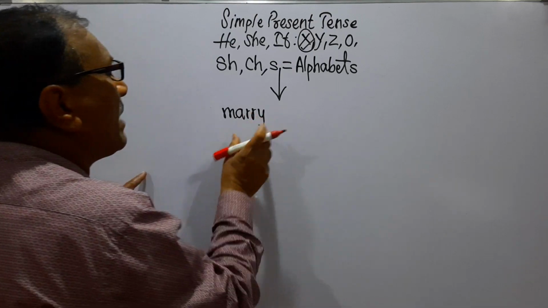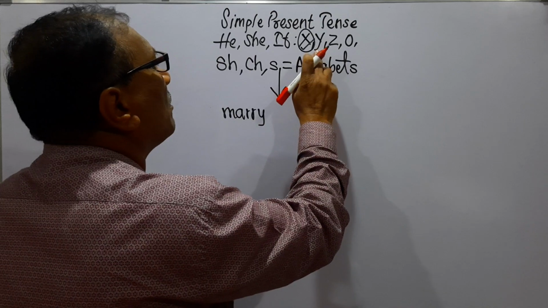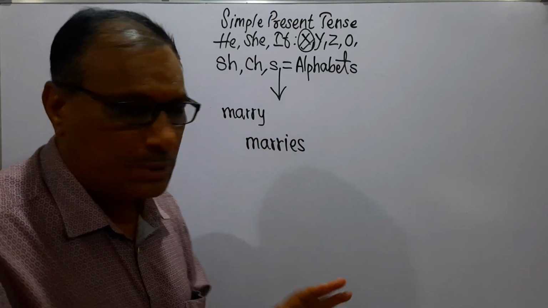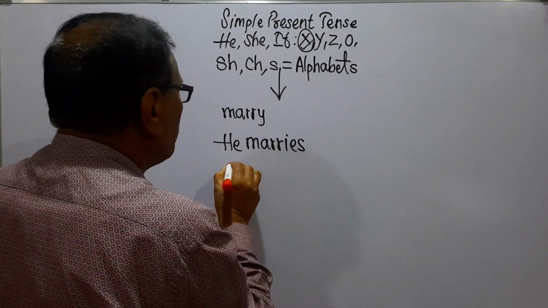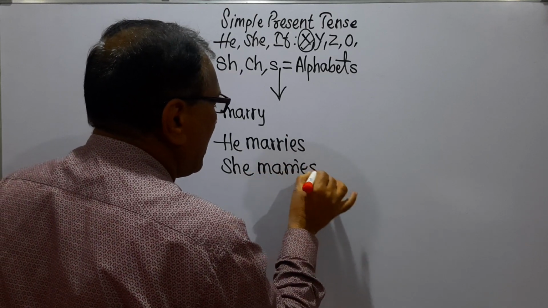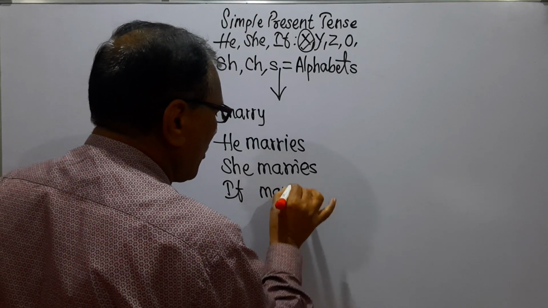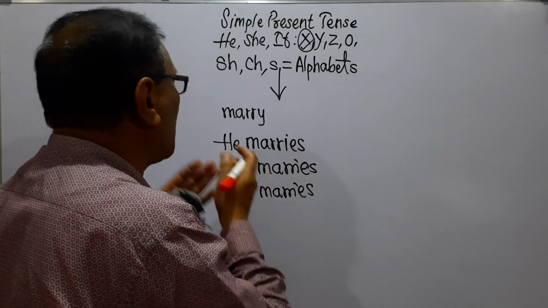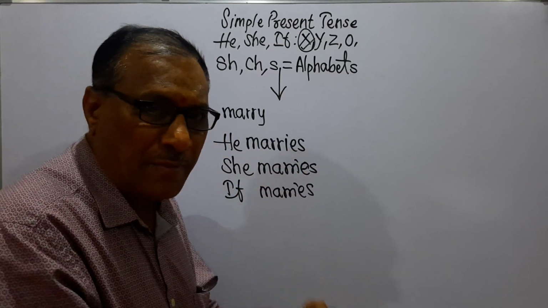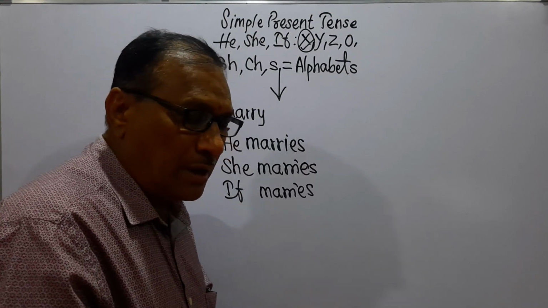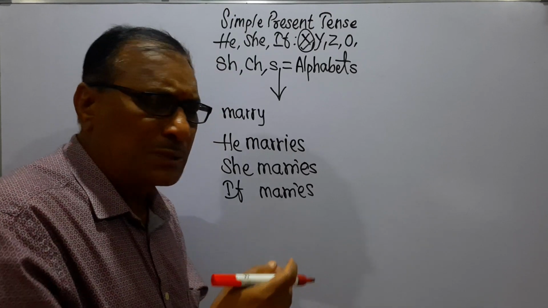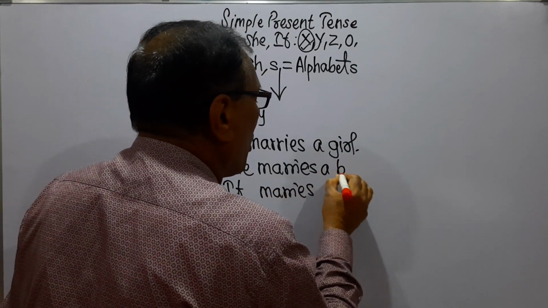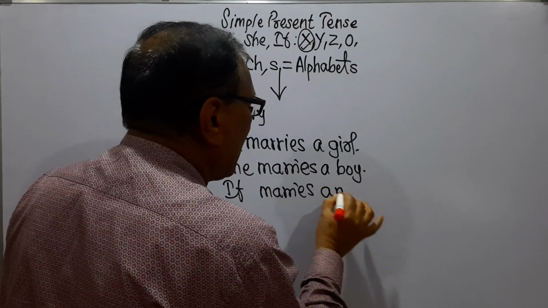Now, marry. Remember, marry is the verb, and at the end of the verb there is Y, so it will be marries. Y will become I, and there will be the ES suffix. So I will say: he marries, she marries, and it marries. He means William Shakespeare marries, Kishore marries. She means Rambha marries, Hema marries. It means I will say here, the elephant marries. Like this we can speak. He marries a girl. She marries a boy. And it marries an animal. In this way we can say.